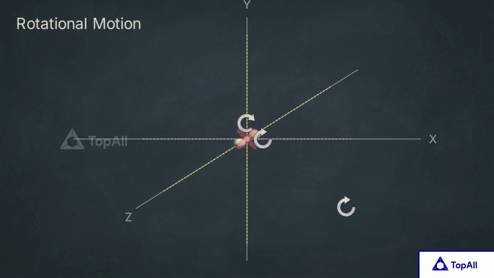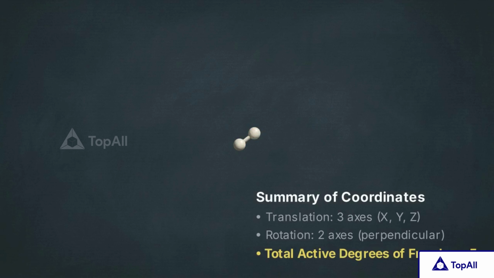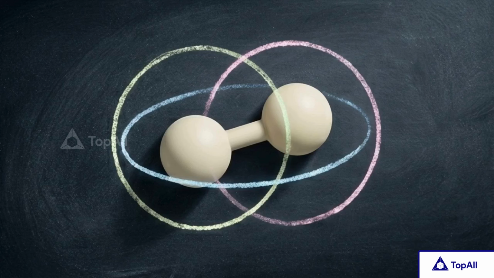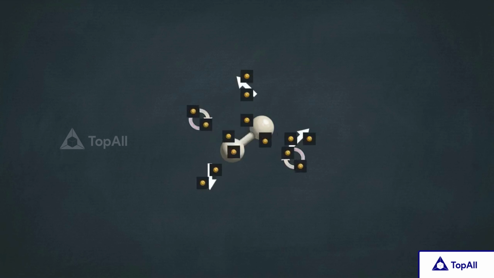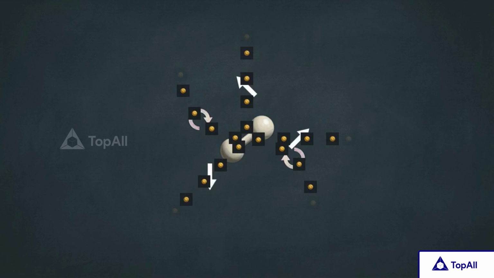Rotation along the bond itself is negligible because its moment of inertia is too small to absorb significant energy. A diatomic molecule is a 5-dimensional geometric puzzle. It has 3 translational paths and 2 rotational ones, and that geometry dictates how it captures incoming energy.